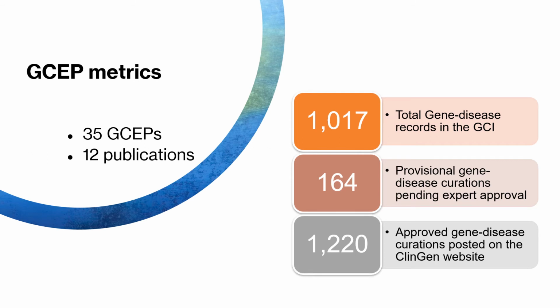Speaking of GCEPs that have completed the process, I want to showcase that there are 35 GCEPs currently in various stages of becoming an established GCEP, and also those that are currently curating their gene lists or recurating their outdated classifications. To date, there are 1,220 approved gene disease curations posted on the ClinGen website, and hundreds more gene disease pairs queued up to make their way through the gene curation interface and expert curation and approval pipeline.